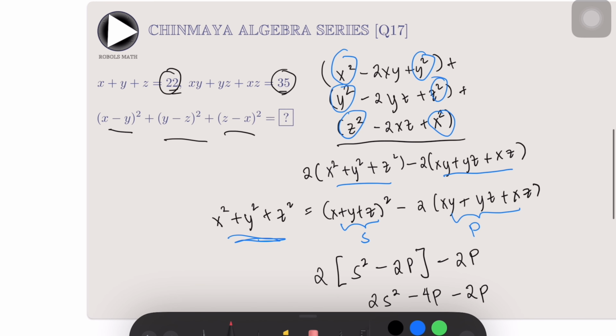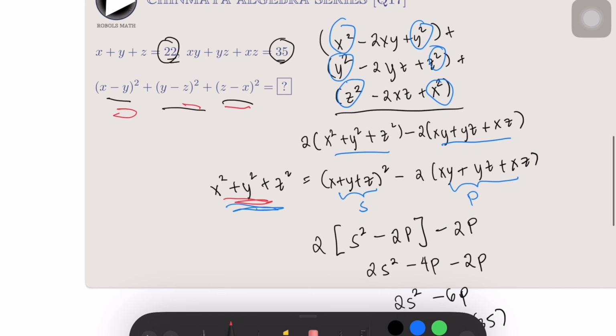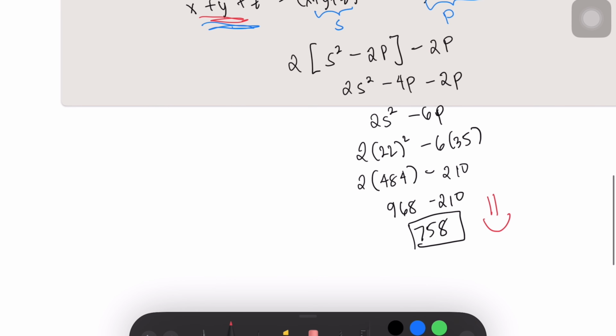So again, just a recap, what we did is we expanded the three squares and then rewrote them by combining into the sum of squares and then twice the sum of the products xy plus yz plus xz. Finally, we use the identity for the sum of squares and simplify the result. So the answer here is 758.